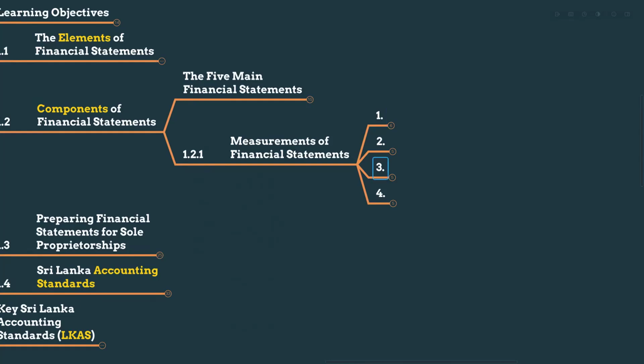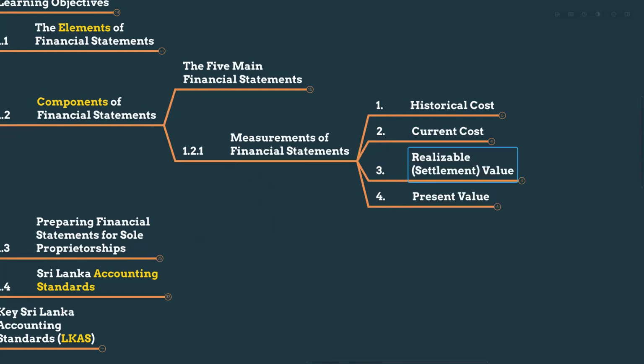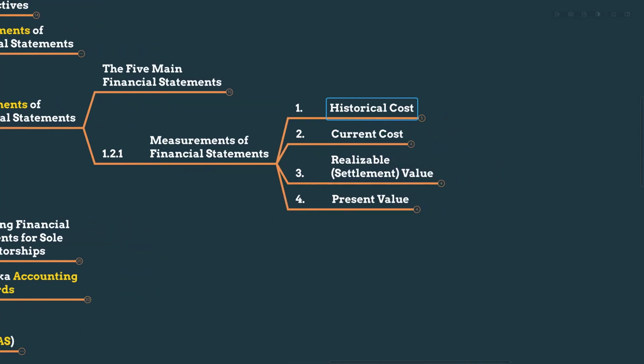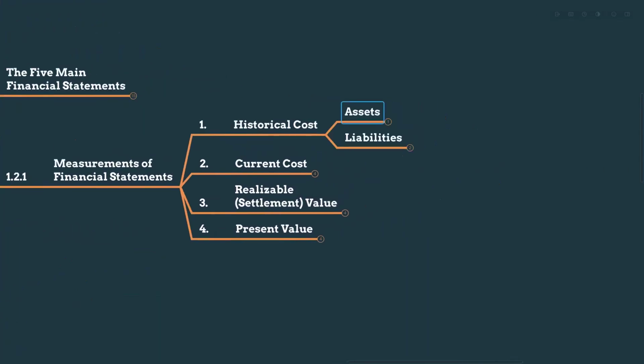There are four different methods of measuring the value in the financial statements, in those five components. So we measure something in historical cost, we can measure in current cost, present value, and realizable or settlement value. These are the measurement systems we have in our financial statements. So let me talk about historical cost first.